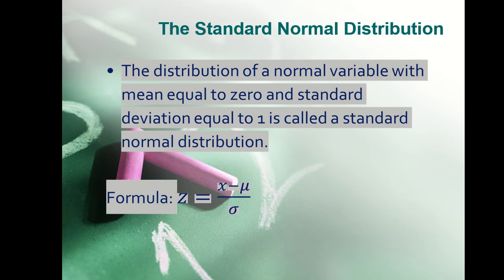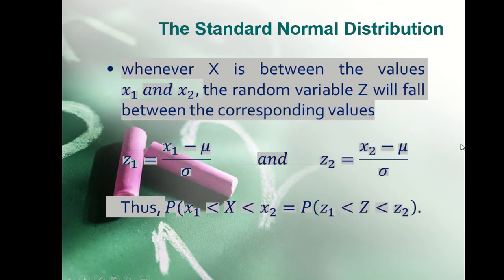And if we are going to standardize a normal distribution, we're going to make use of the formula, which is z equal to x minus mu divided by sigma, where x stands for the raw score, mu is the population mean, and sigma is the population standard deviation. But whenever x is between the values given by x sub 1 and x sub 2, in the same manner, the random variable z will fall between the corresponding values.